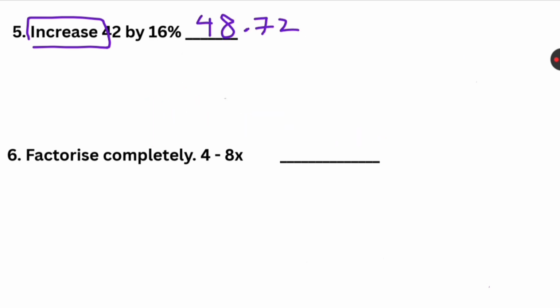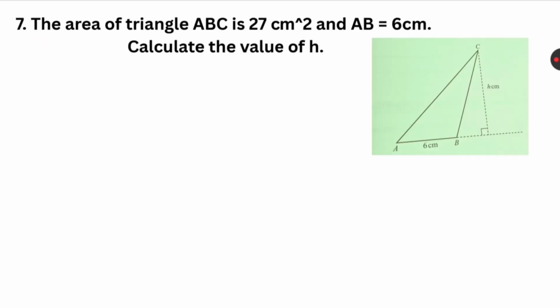Factorize completely 4 minus 8x. So here 4 and 8, these two are multiples of 4. So if we take 4 as common, we are going to get 4 times 1 minus 2x. That's it. Very simple one. Let's go to the next one.